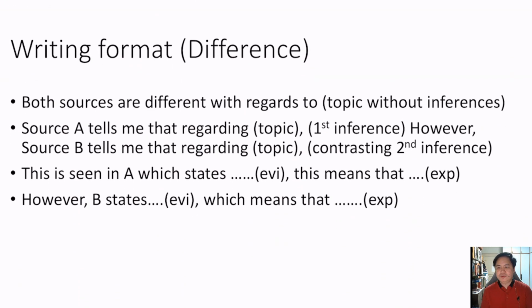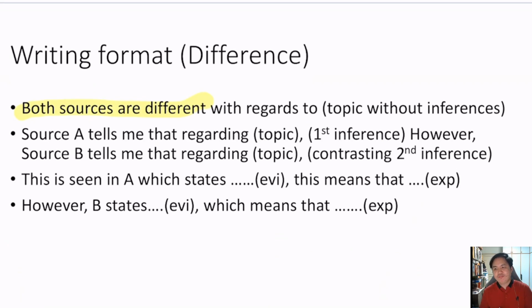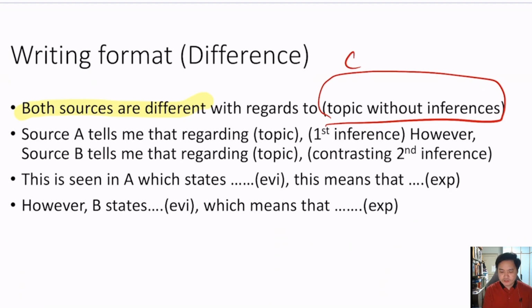Okay, now going to your difference, it's a little bit different, but you must do the same principles. Please answer the question in front. Both sources are different with regards to, and then finally over here is your topic without the inferences. Alright, your common criteria is here without the inferences. Why do you not write the inference yet? Because the inferences are different, and you will write the inferences in your next line, which is here, right?